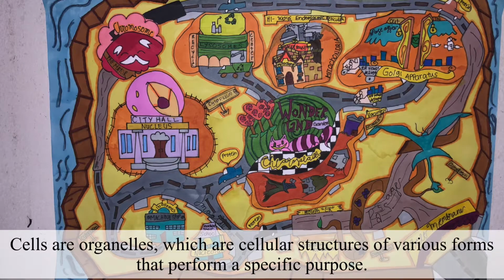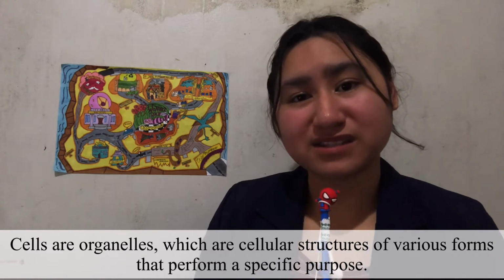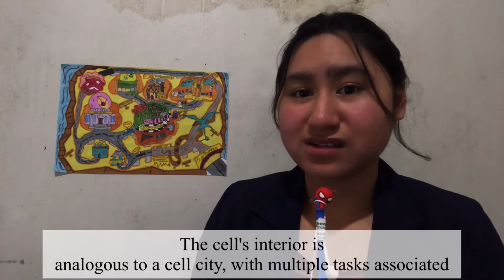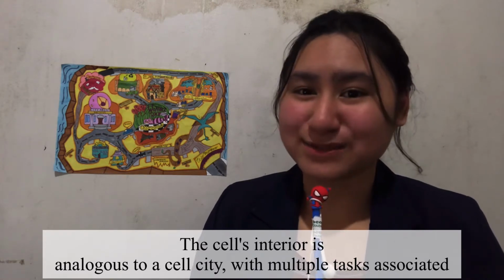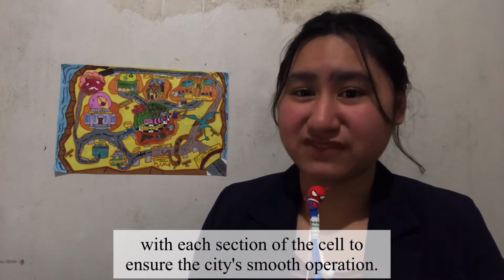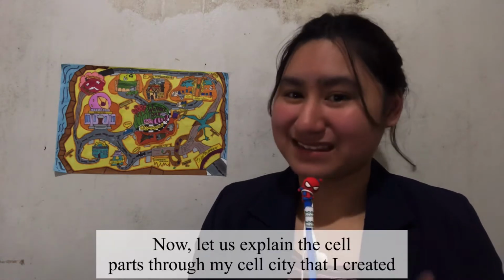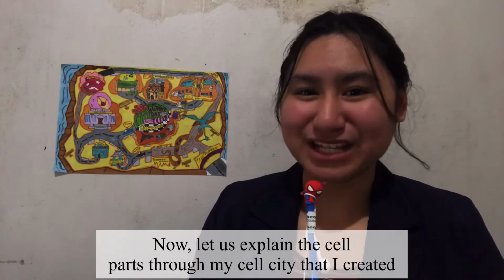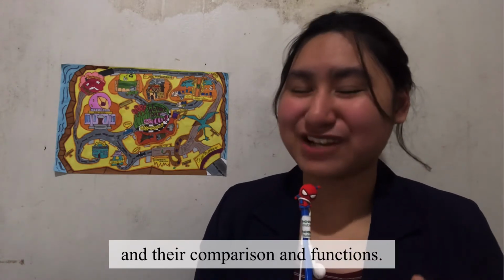Cells have organelles, which are cellular structures of various forms that perform a specific purpose. The cell's interior is analogous to a cell city with multiple tasks associated with each section of the cell to ensure the city's smooth operation. Now, let us explain the cell parts through my cell city that I created and their comparison and functions.